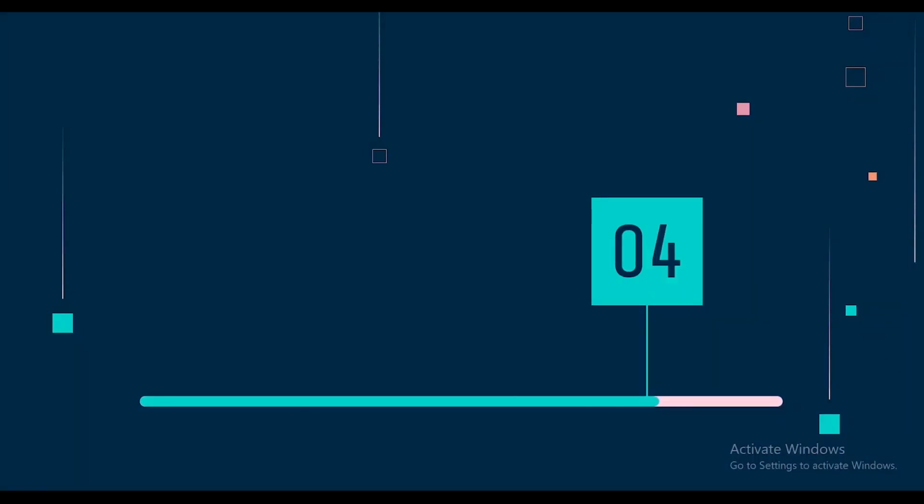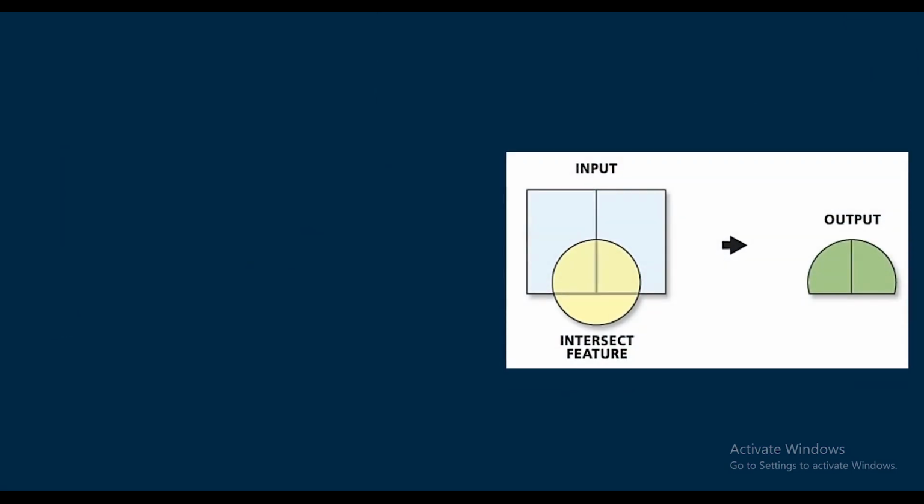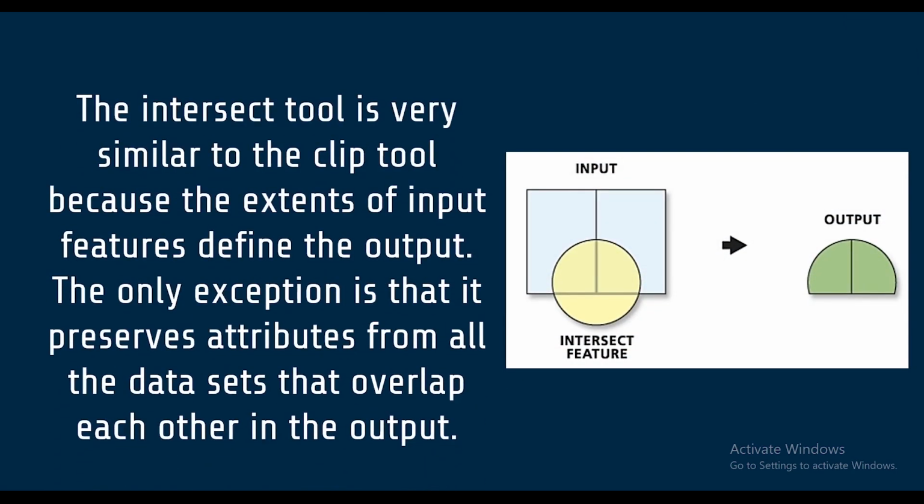Our fourth topic is the Intersect tool. The Intersect tool is very similar to the Clip tool because the extent of input features define the output. The only exception is that it preserves attributes from all the datasets that overlap each other in the output. The Intersect tool performs a geometric overlap. All the features that overlap in all layers will be part of the output feature class. Attributes will be preserved.